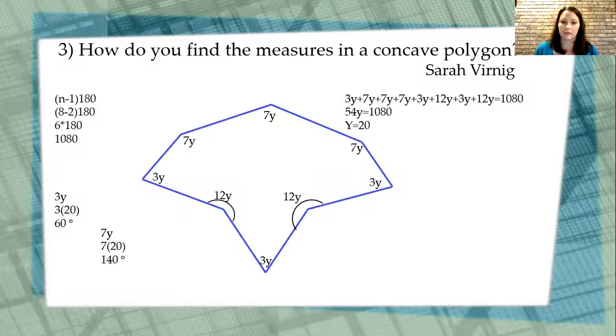And now we have 12y. 12y, we're going to substitute 20 in. So 12 times 20 is 240. So that's all of our angles that we have. And I hope next time you have this problem, it'll be a little easier for you guys to solve.